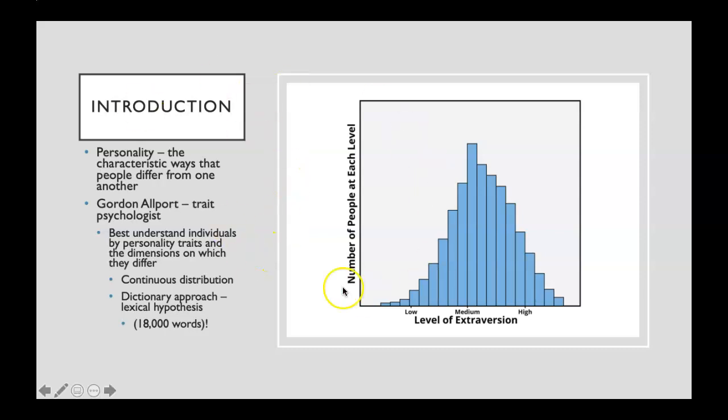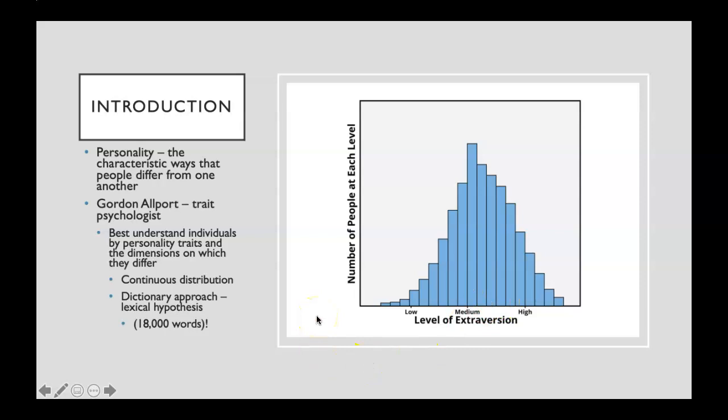So for an example here, I have included this image that's from your text. We're looking at the number of people at each level. So we have levels of extroversion. So low, medium, and high. So think of that as a continuum. So that continuous distribution, right? You see how it kind of returns to a bell curve here, right? There's more towards the middle and the norm. That's what I was talking about previously.